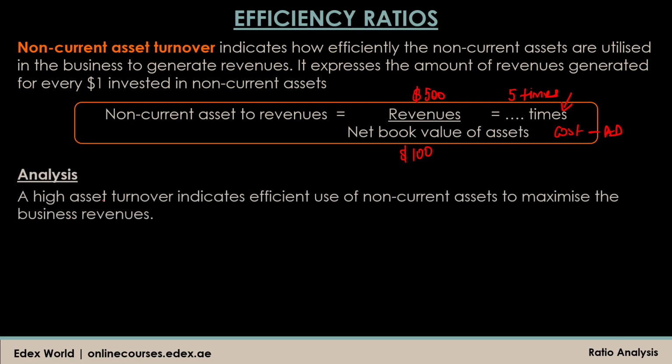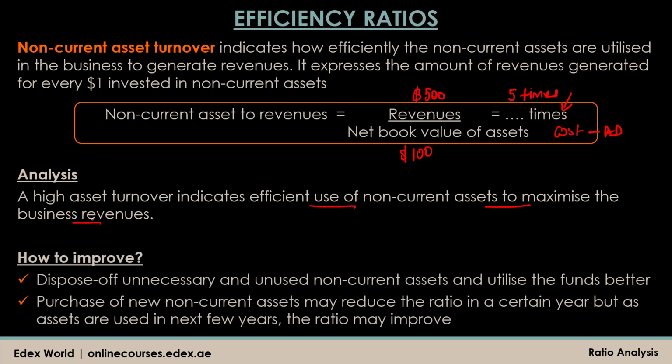So analysis, it's the same thing. A high asset turnover indicates efficient use of non-current assets, and the assets have been used to maximize the business revenues properly. And let's say the non-current assets to revenue ratio is not as expected, then what can we do to improve the non-current asset to revenue ratios?